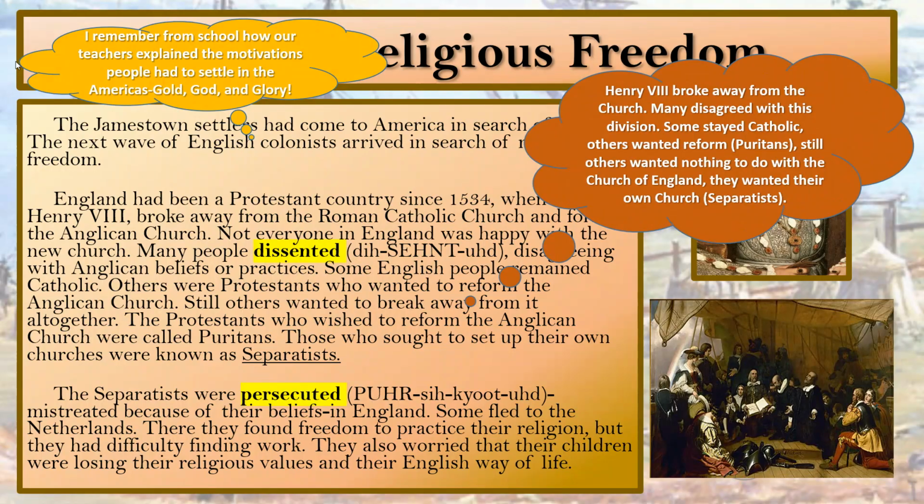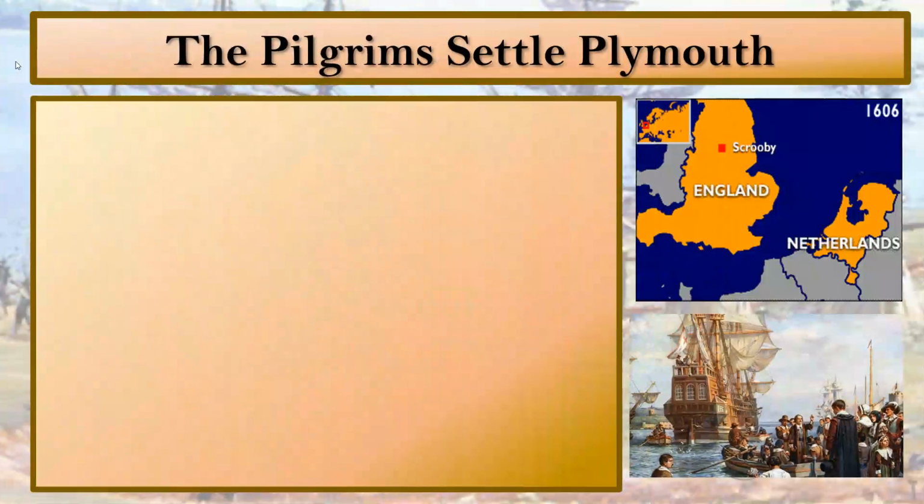Henry VIII broke away from the church, and many disagreed with this division, right? Some in England stayed Catholics. They wanted to keep their religion, and they would be persecuted as well, I should point out. Others wanted to reform the church, make it even better than it used to be. They wanted to make it pure. Puritans, that's where the term comes from. And the ones that wanted to break away completely, they wanted nothing to do with the Church of England. They wanted to separate. Separatists. So I just wanted to break down who all these people are as we move along.